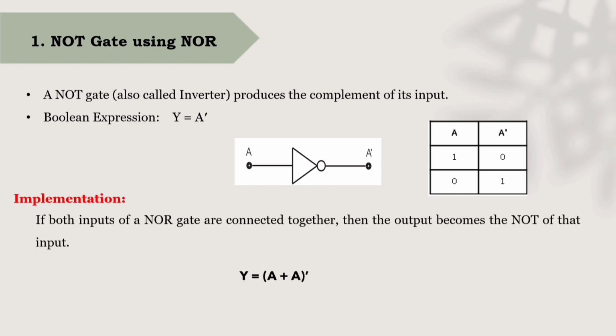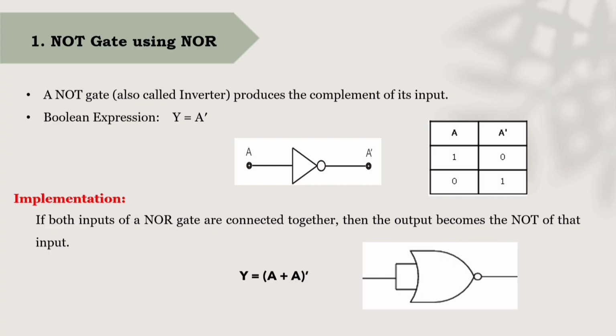In the NOT gate, we have only a single input, but the NOR gate will take two inputs. So if both of the inputs of the NOR gate are connected together, then the output becomes NOT of that input, so that we are going to get the NOT gate. We have the NOT gate expression as y equals A bar. We can write this A as A plus A based on the Boolean law.